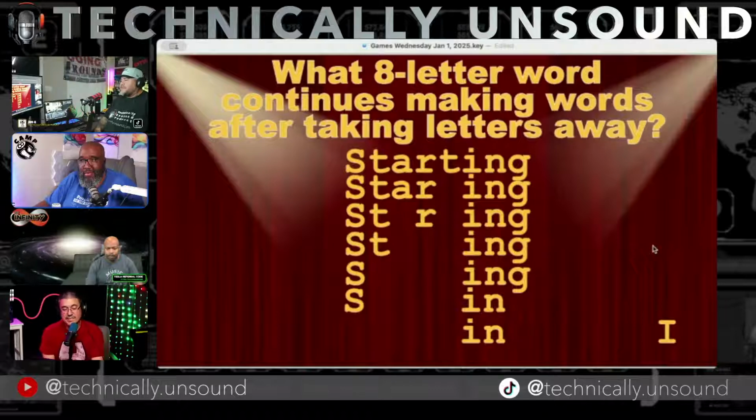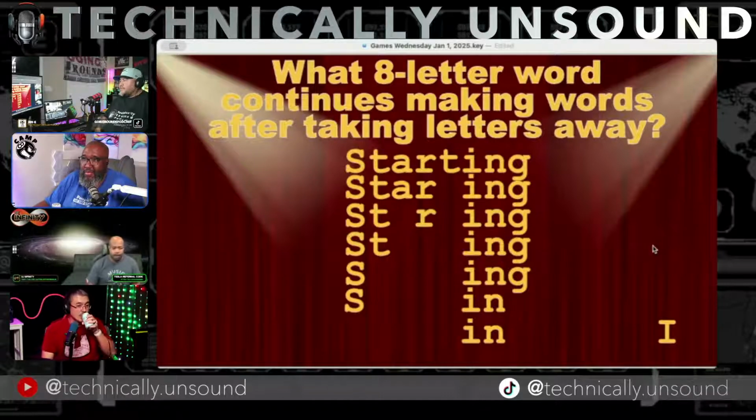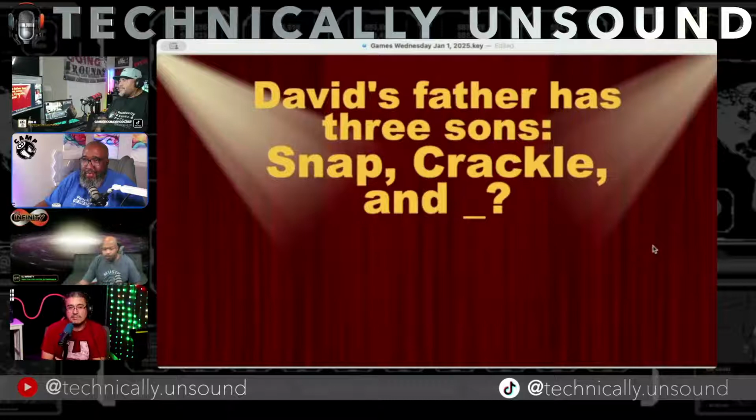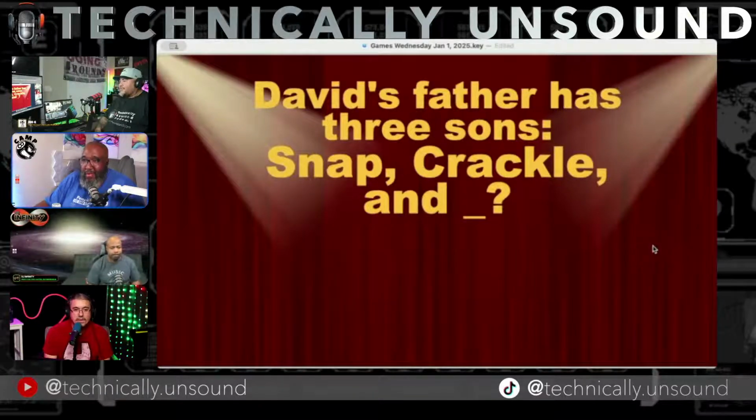That's pretty crazy that one word can spawn all those words. I lost count. Sure. Yeah, that part right there. Sure. That's just one of those. Ooh. David's father has 3 sons: Snap, Crackle, and David.